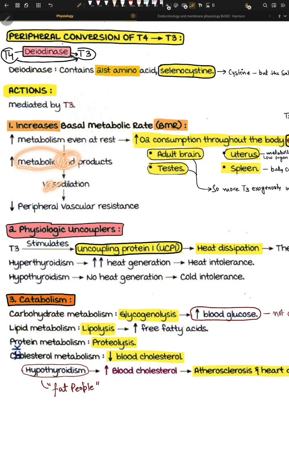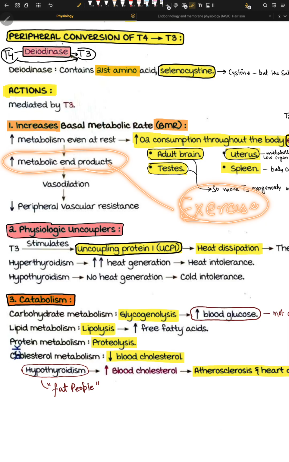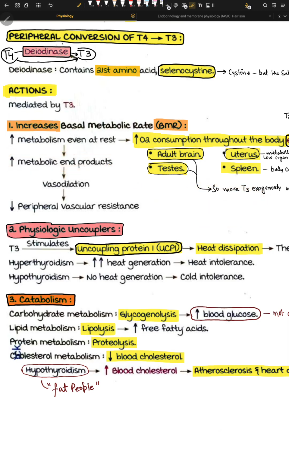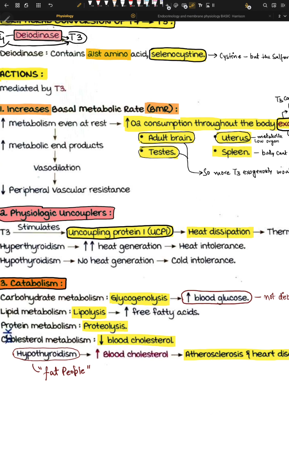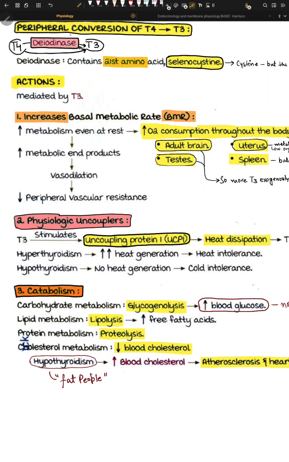We see this happening during exercise. When we exercise, a lot of metabolic waste products, for example H plus and K plus, are synthesized, and to throw this out, our body does something called vasodilation, right? So once the vasodilation increases, the peripheral vascular resistance drops, right?